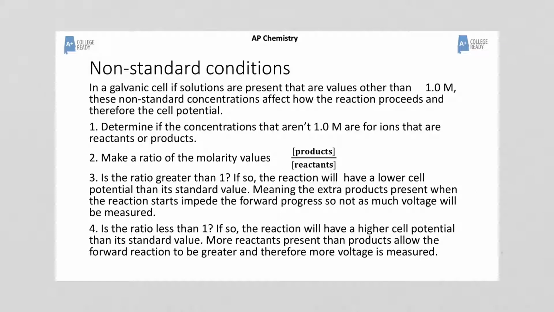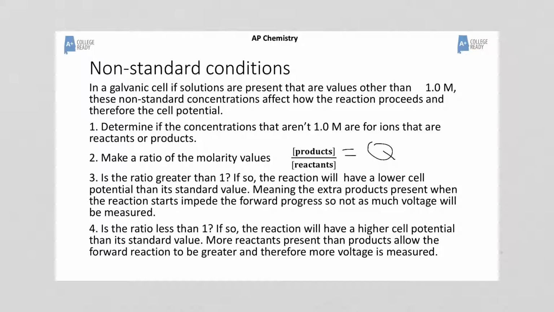What you're really looking for here is whether this ratio is greater than 1 or less than 1. This ratio is really called Q. I'm going to go ahead and tell you that here. Q is the reaction quotient. This really comes from a formula that is no longer required to be solved mathematically, but you are still expected to understand the relationship. So again, is the ratio greater than 1?